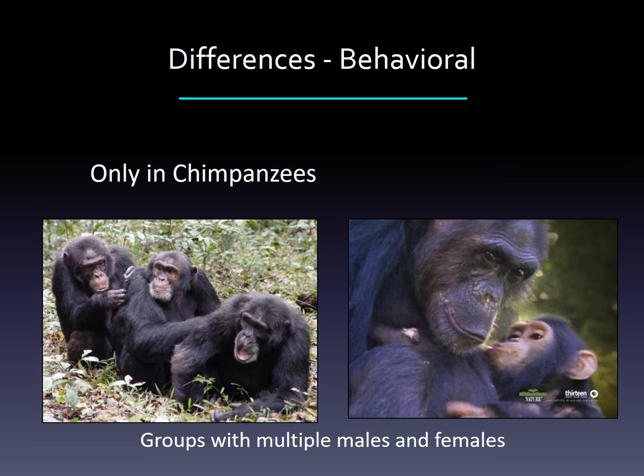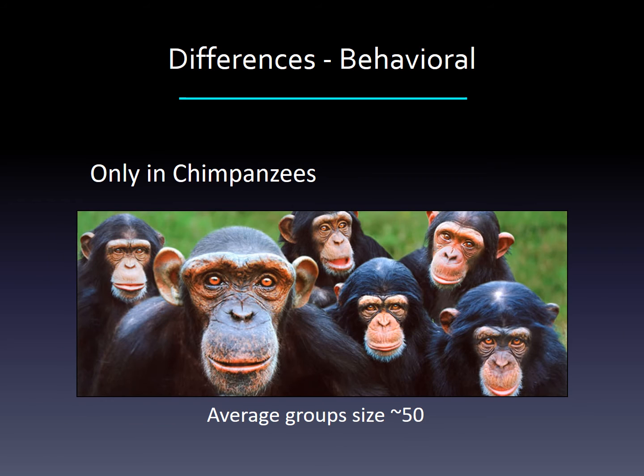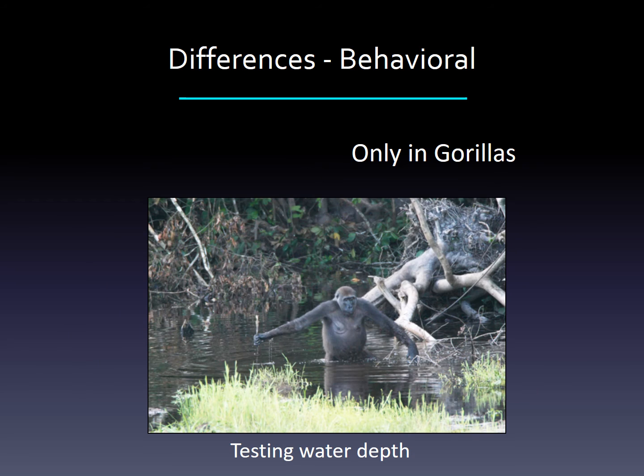And in chimps, they live in groups with multiple males and females together, whereas in gorillas, there's usually a group of one male and a harem of females. So chimp group sizes tend to be a little bit larger, maybe 50 chimps together in an extended family troop. And here's the cool behavior that gorillas have been witnessed to do.